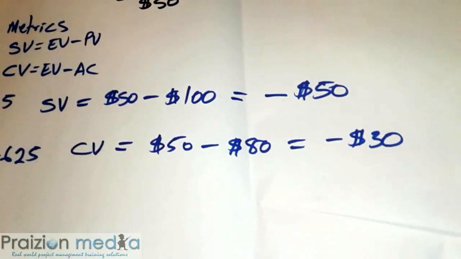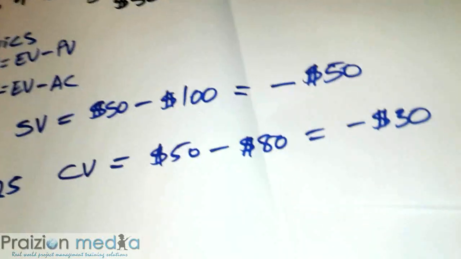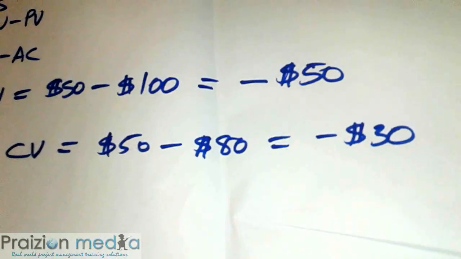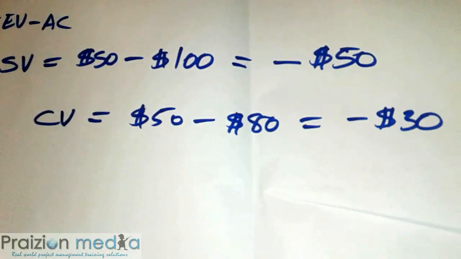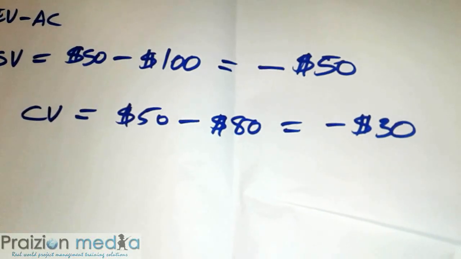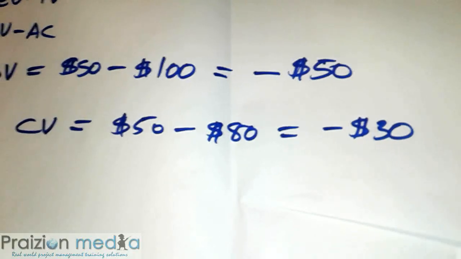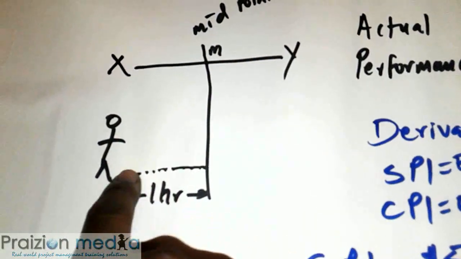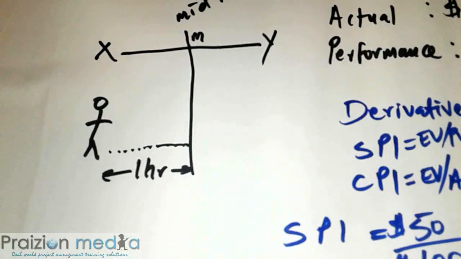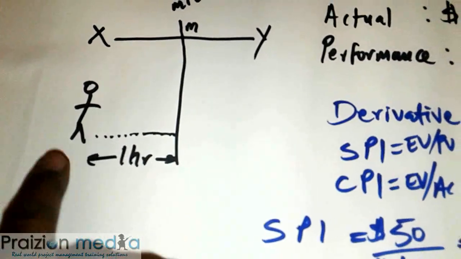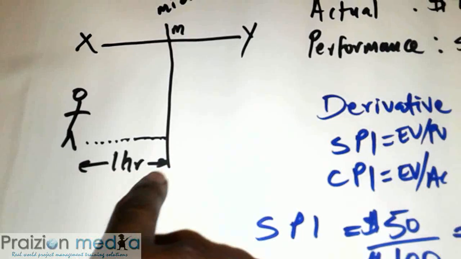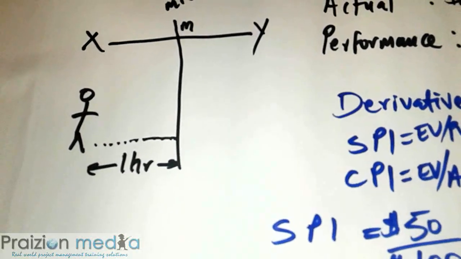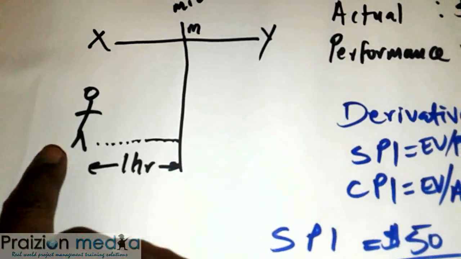And lastly, minus $30 cost variance, that tells us that we are over budget by $30. That work that we got done and spent $80, we should have only spent what? We should have only spent $50 for that work, because that's just the midpoint.